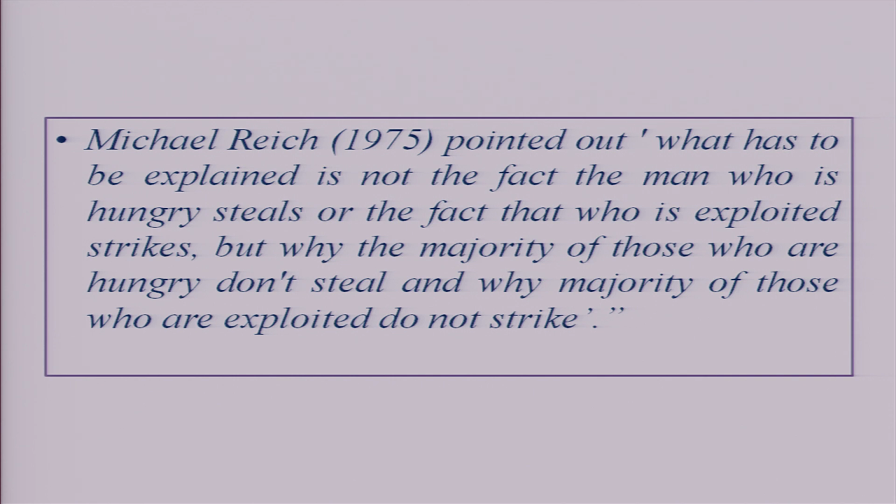In the words of Michael Rich, he pointed out that what has to be explained is not the fact that the man who is hungry steals, or the fact that who is exploited strikes, but why the majority of those who are hungry don't steal, and why the majority of those who are exploited do not strike. Why do we accept those things? Why don't we strike? Because we are exploited. So why don't we strike? If we are hungry, why don't we steal? So he said that we should do like this, and why we are not doing this is a matter of thinking. Yes, you have correctly stated.